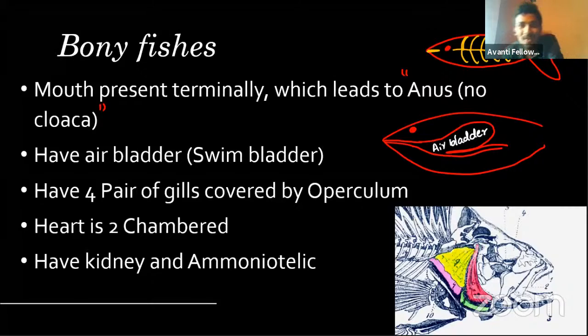So next, they have 4 pairs of gills, which are covered by the operculum. You guys can ask where the gills are. That's why I took a picture which has the gills colored. Exactly, Anuruddha.